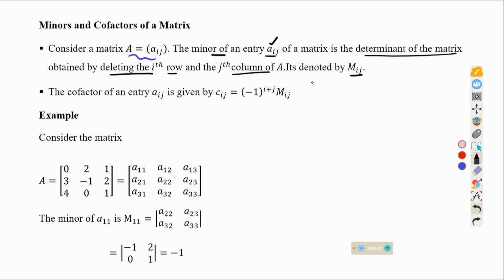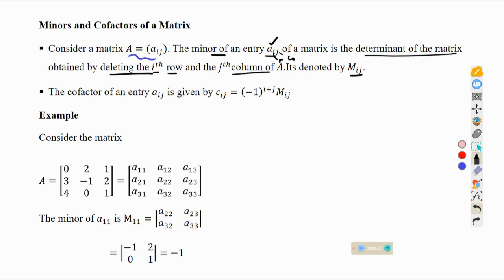What do we mean here? If you are talking about the minor of an entry, you look at which column it is lying in and which row it is lying in. So here i represents the row and j represents the column in which it is lying. So we shall obtain the minor of that given entry by simply taking the determinant that we shall obtain after we have deleted the ith row and the jth column in which that entry is lying.